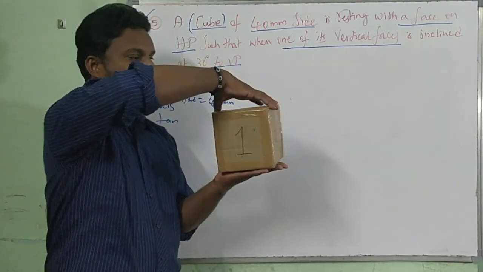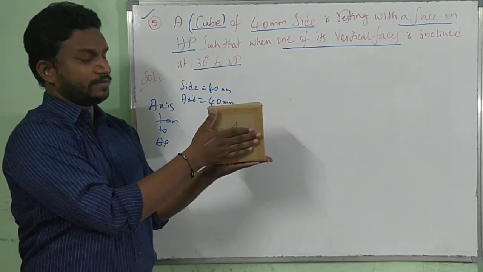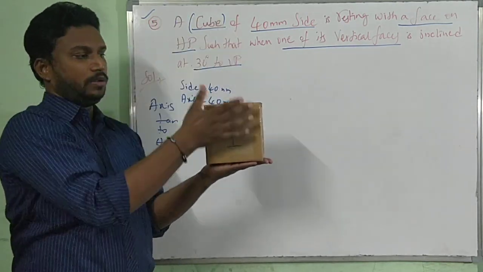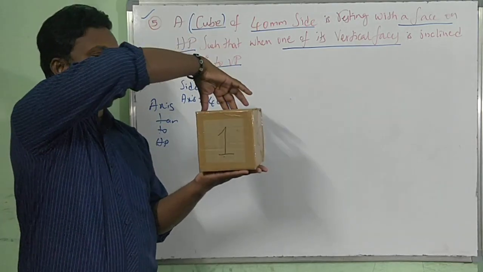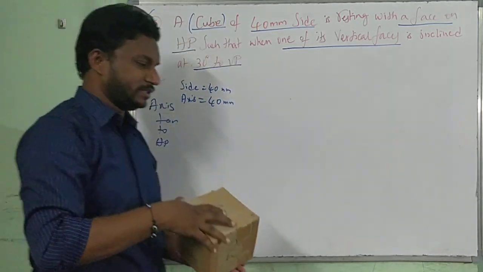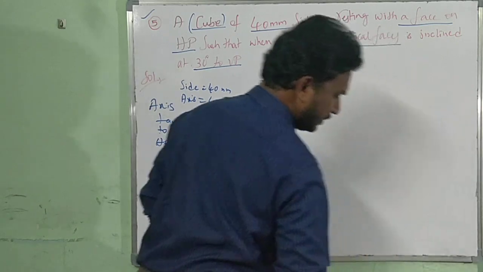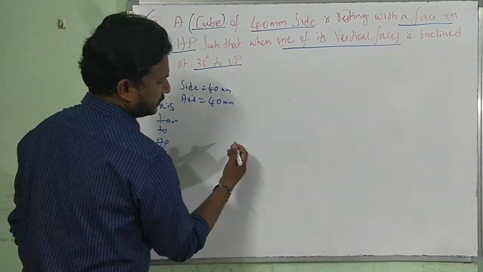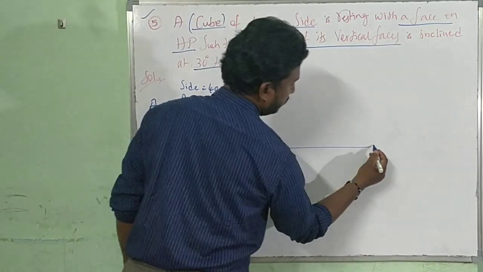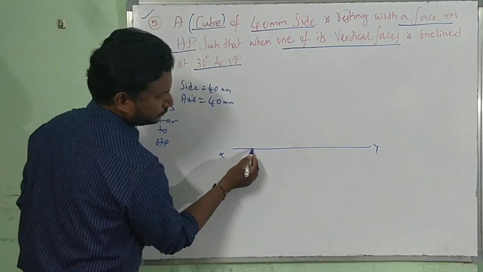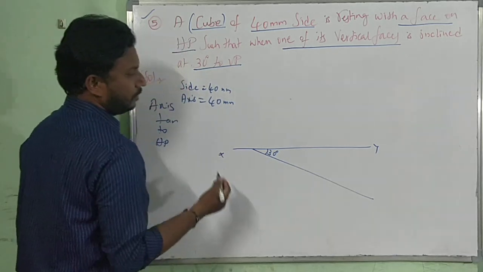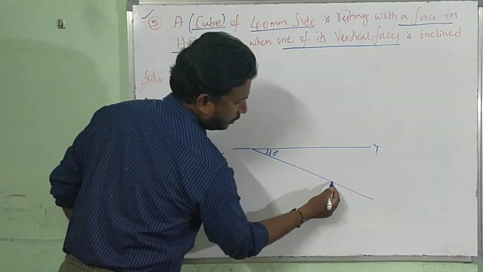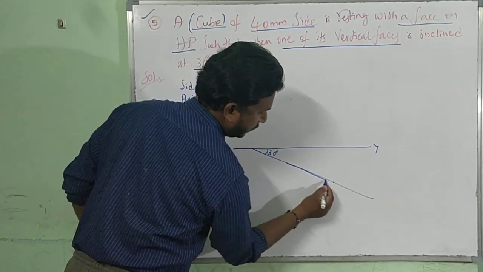One side at 30 degrees. If you directly draw, it becomes parallel. Top square, parallel, like the square prism first one. But here one vertical side should be at an angle of 30 degrees. I am drawing it simple and fast. Hope you all understand this. XY line. Draw a line at an angle of 30 degrees. On that, draw a square of 40.